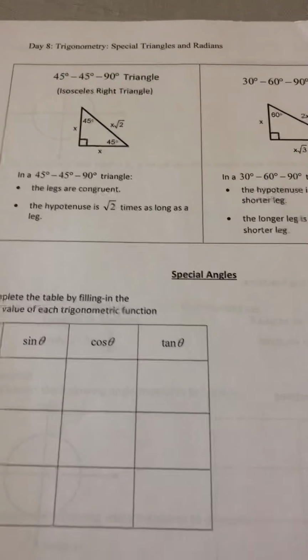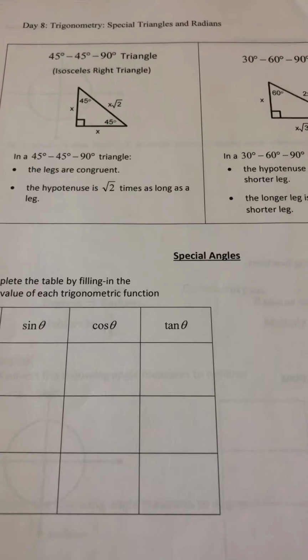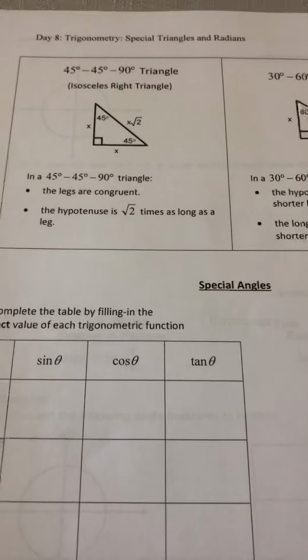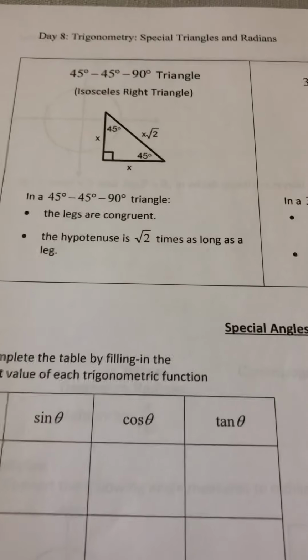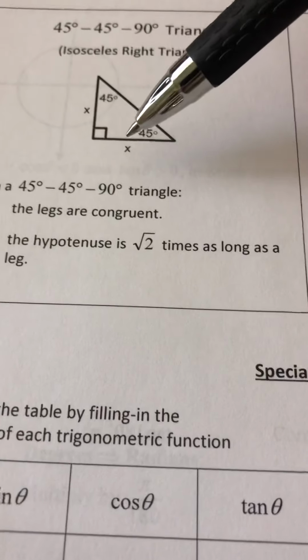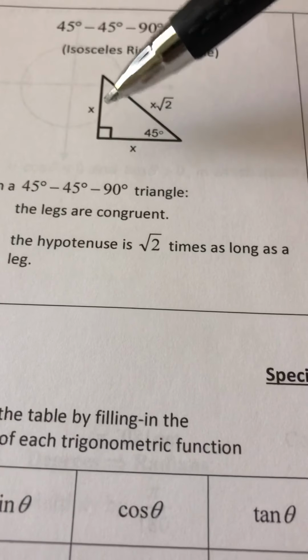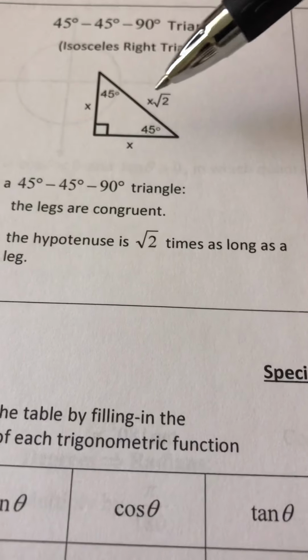Hello, this is special triangle review, also dealing with degrees and radians. To start off, we have the 45, 45, 90 triangle. Across from your 45s, you'll have a number, and because it's an isosceles, they'll be the same. Whatever that value is, you multiply that times radical 2.